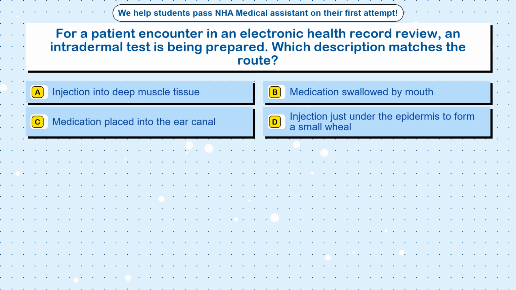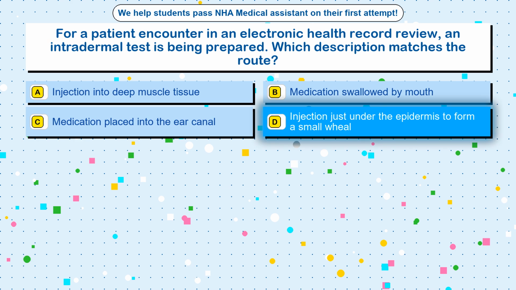Question 32. For a patient encounter in an electronic health record review, an intradermal test is being prepared. Which description matches the route? Option A, injection into deep muscle tissue. Option B, medication swallowed by mouth. Option C, medication placed into the ear canal. Option D, injection just under the epidermis to form a small wheal.